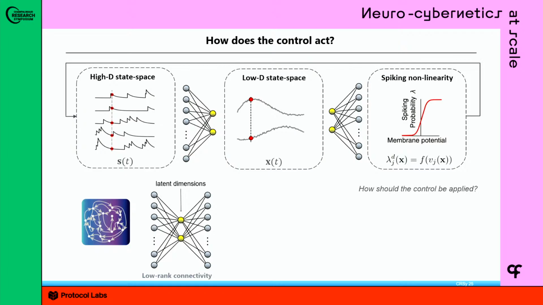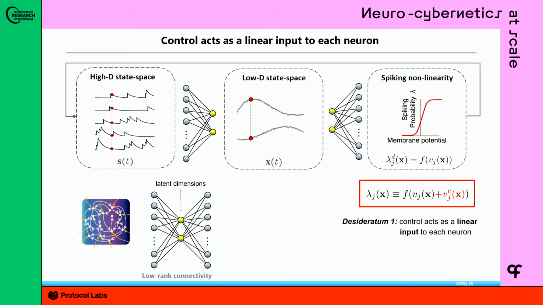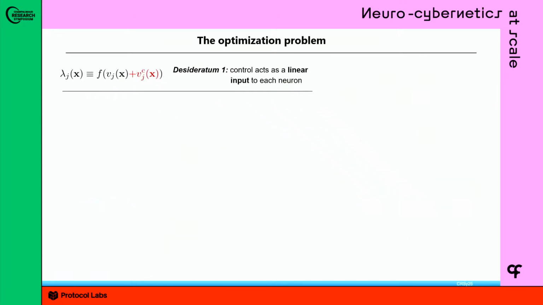So given this setup, it's not obvious how the optimal control should be applied. In principle, it could act in an arbitrary nonlinear way. But since we want something interpretable, we are going to impose our first desideratum, which is that we want the control to act simply as linear input to each neuron. So I'm going to put it up there to not forget. And then let's move on to how to find a more concrete form of this linear control input.